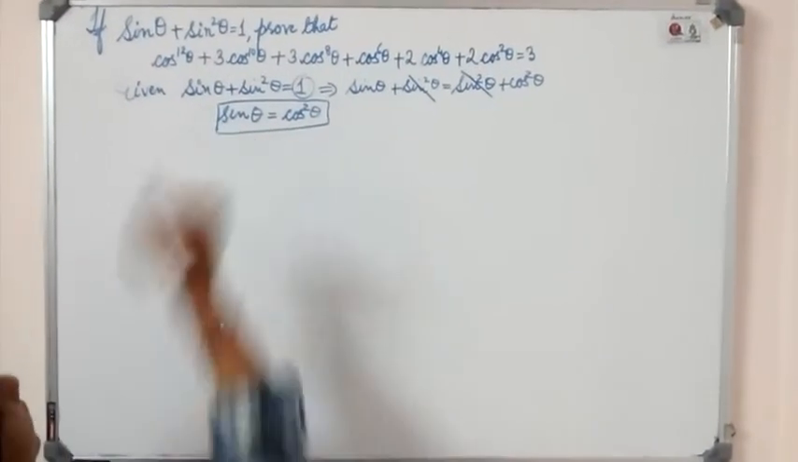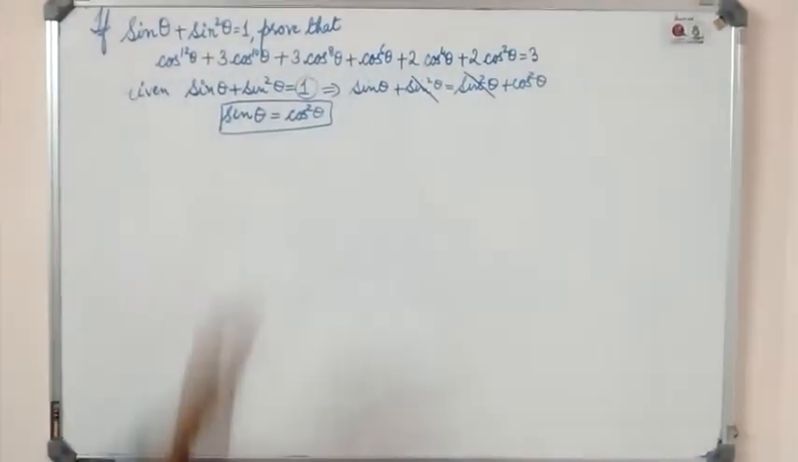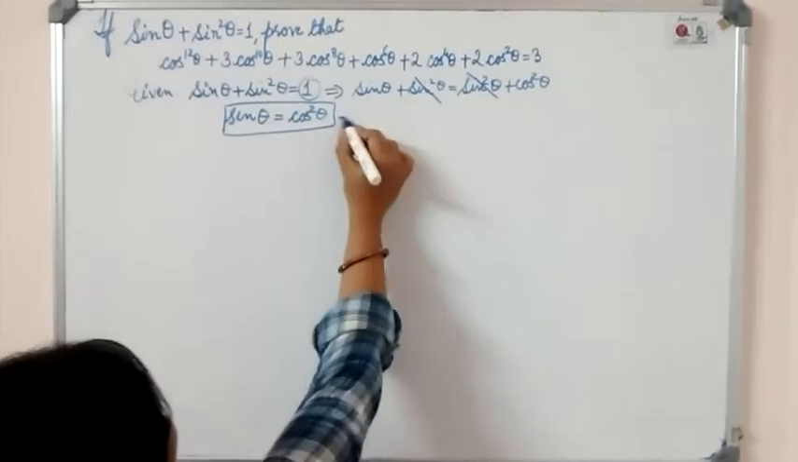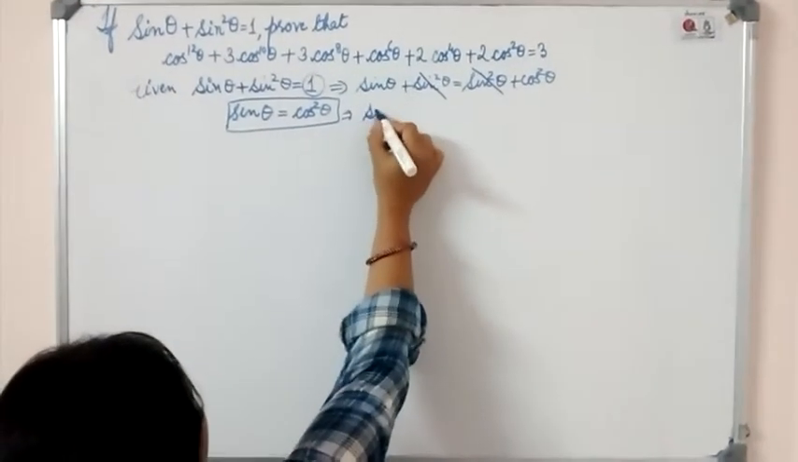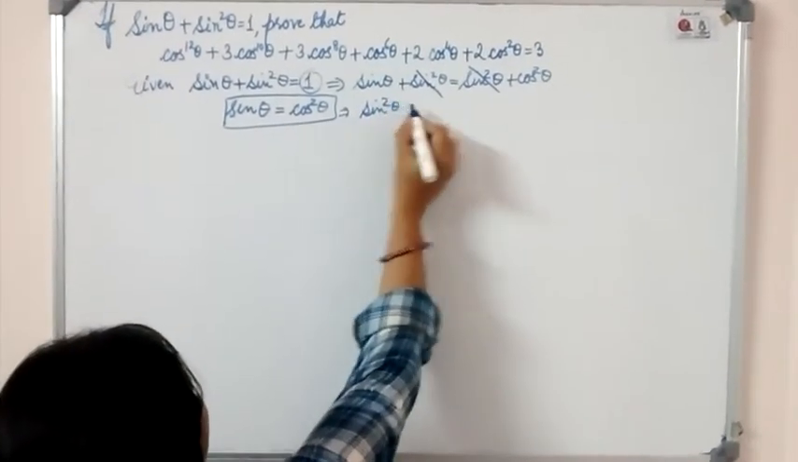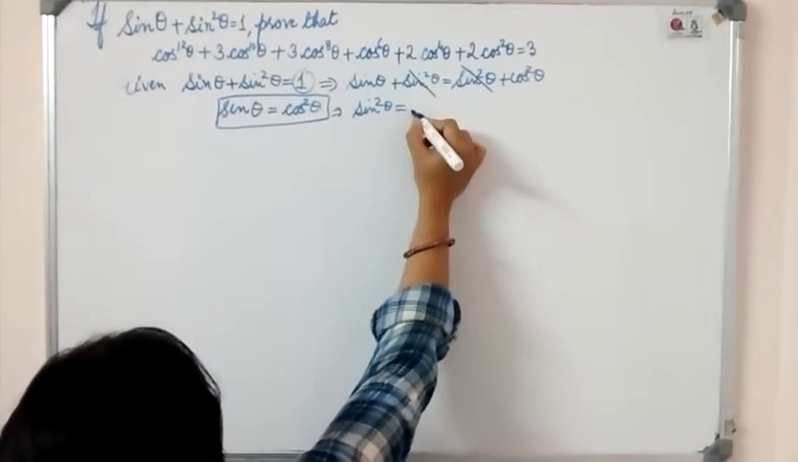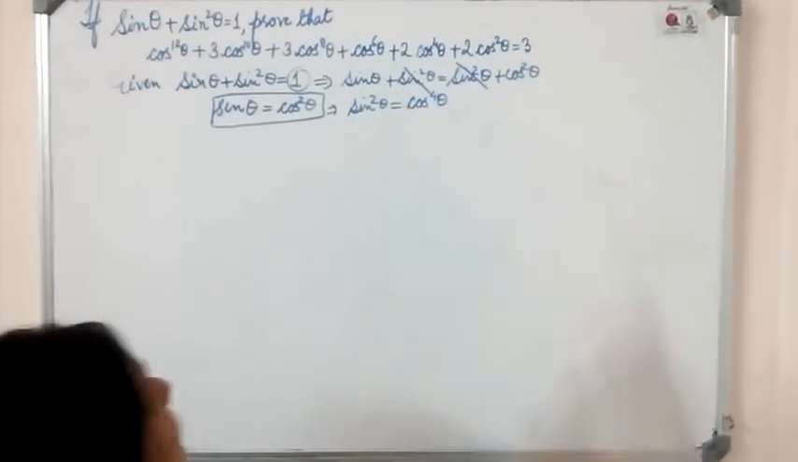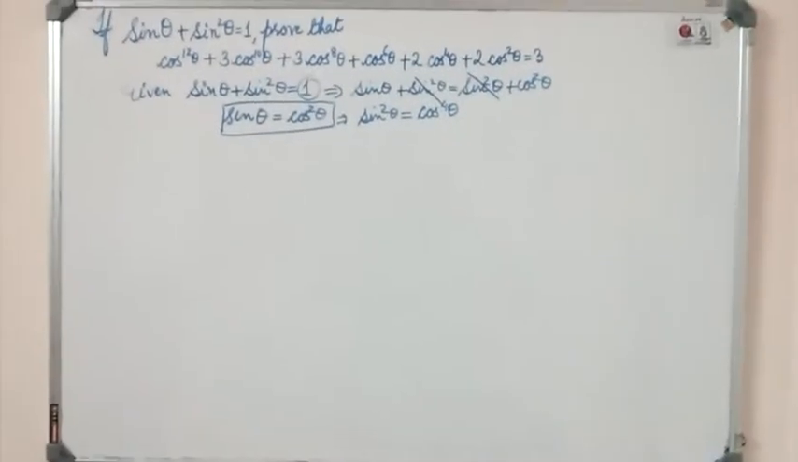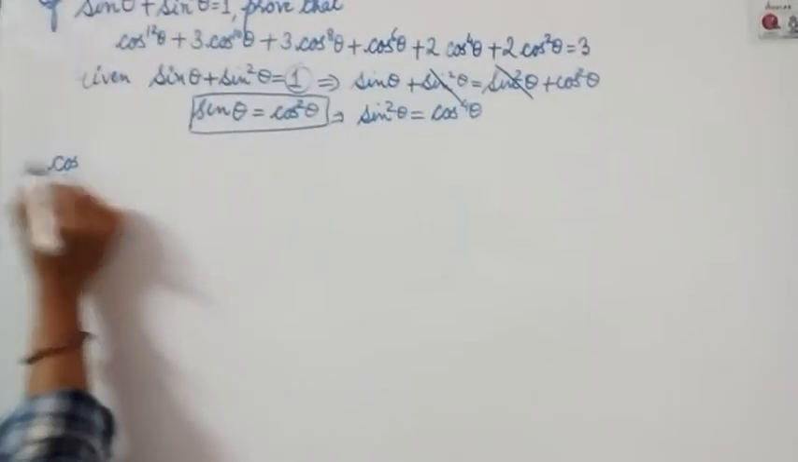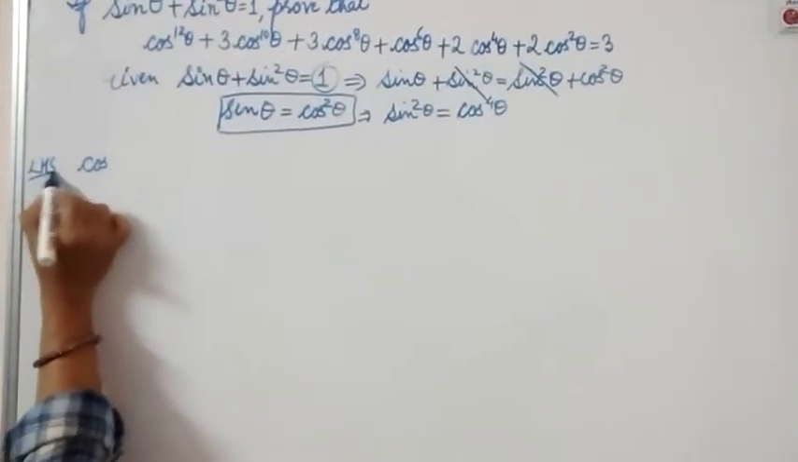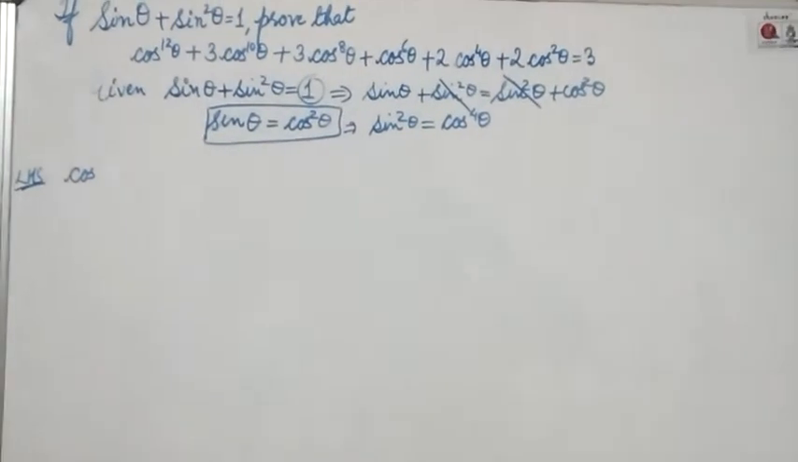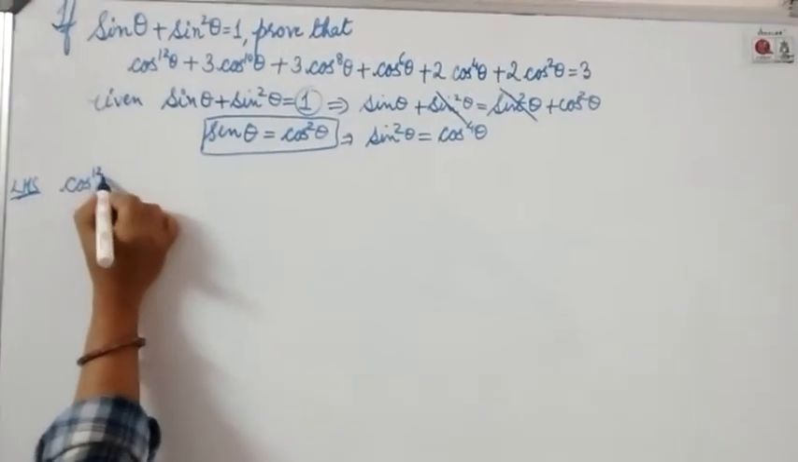This is one relation we have got. Now I'm going to square both the sides of this equation. So sine square theta is equal to square of cos square theta, which will be cos to the power 4 theta. Now let's begin with the left hand side of the question. Here we have cos to the power 12 theta. I'm writing it as it is. This is the left hand side which we have to prove equal to 3. So cos to the power 12 theta.